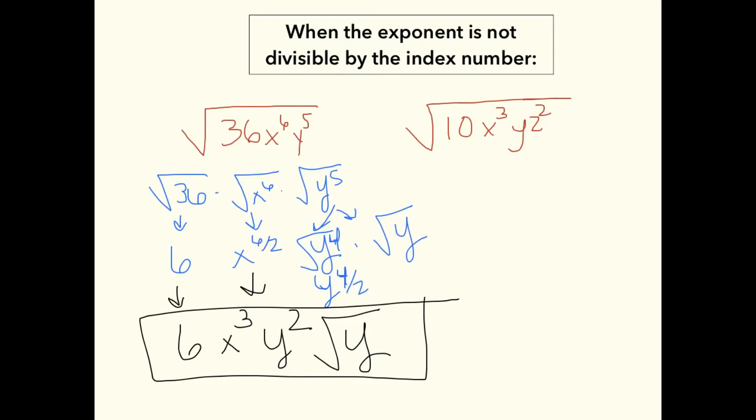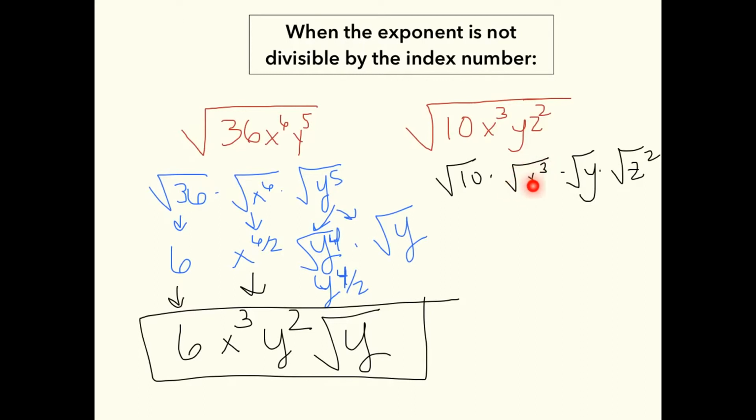So let's try the next example together. We've got square root of 10, which we're going to split up, times the square root of x cubed, times the square root of y, times the square root of z squared. Now, square root of 10 is as far as it goes, so we're going to leave it there. It's going to stay the square root of 10 all the way to the end of the answer.